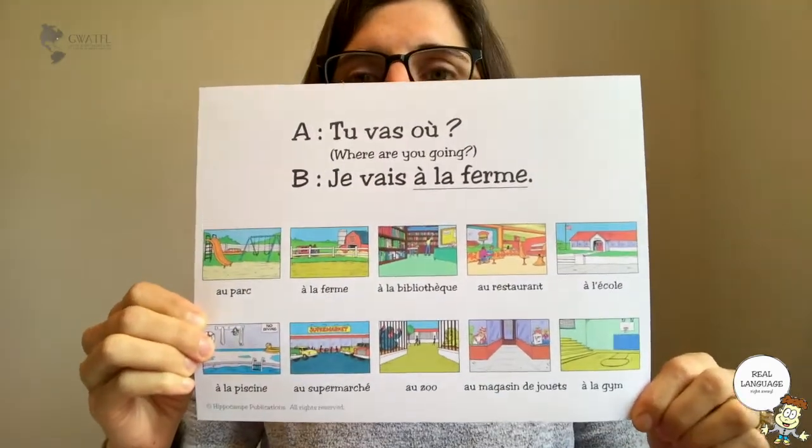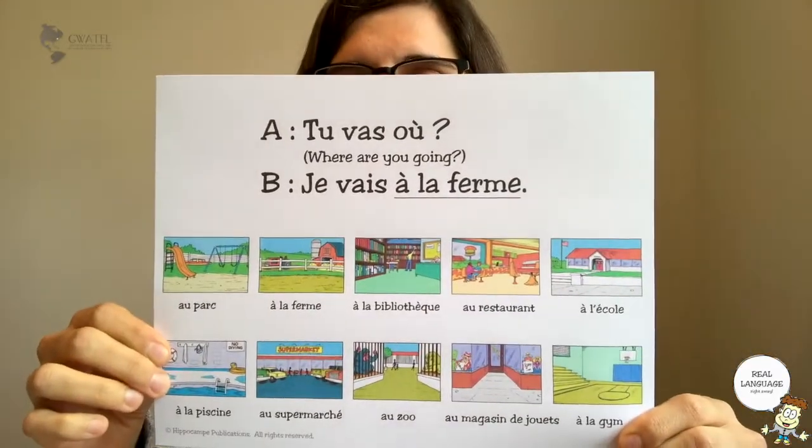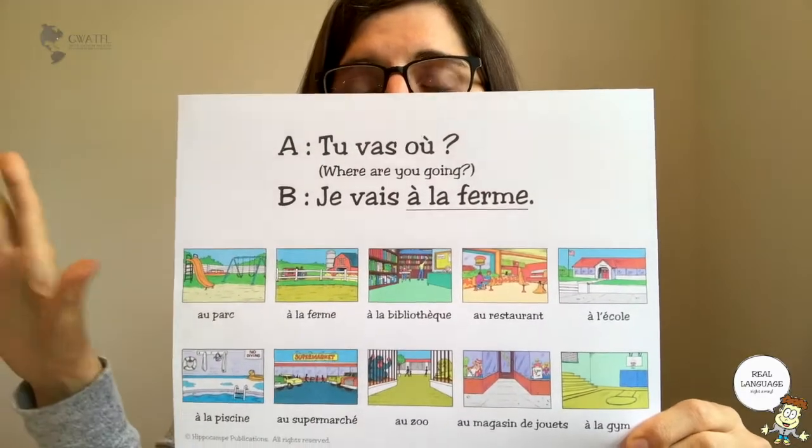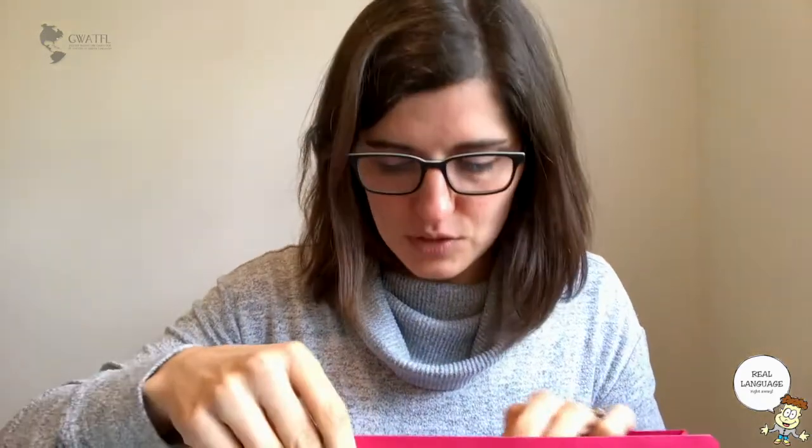So you will get one of these. We pass them out to the students to practice with one another, but we also have this projected on our smart board during our class so that they can reference it with different activities. So that's the first thing.